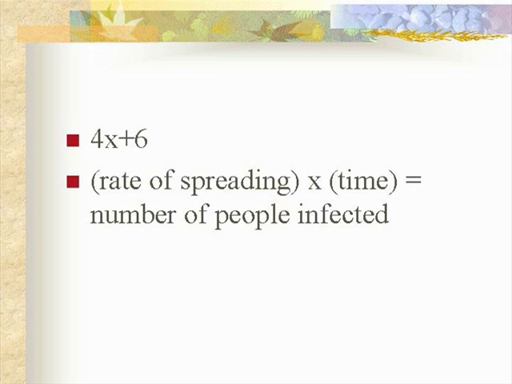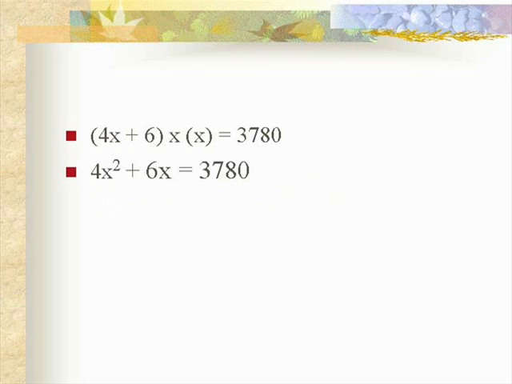Now that we have the rate, which is 4x plus 6, let's find the number of hours using the formula rate of spreading times time equals number of people infected. So our formula will be 4x plus 6 times x equals 3,780. 4x times x is 4x squared. 6 times x is 6x. 4x squared plus 6x equals 3,780. We'll transpose 3,780 to the other side, making it 4x squared plus 6x minus 3,780 equals 0.